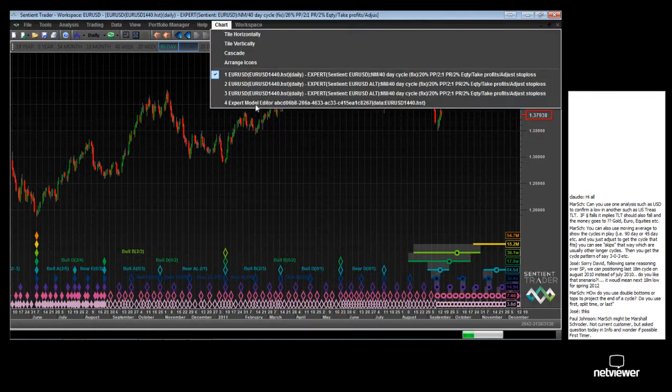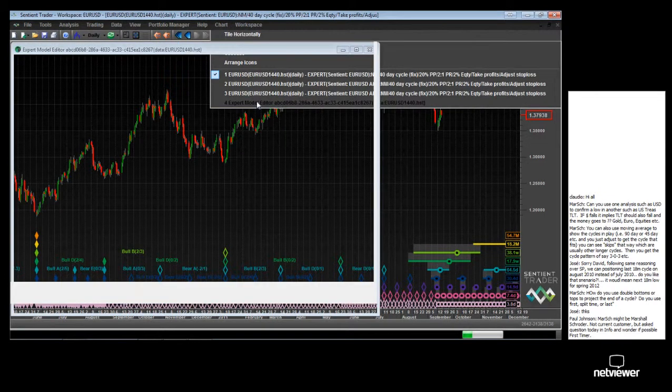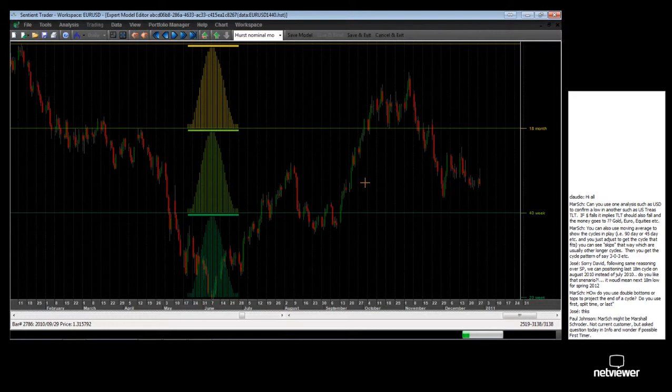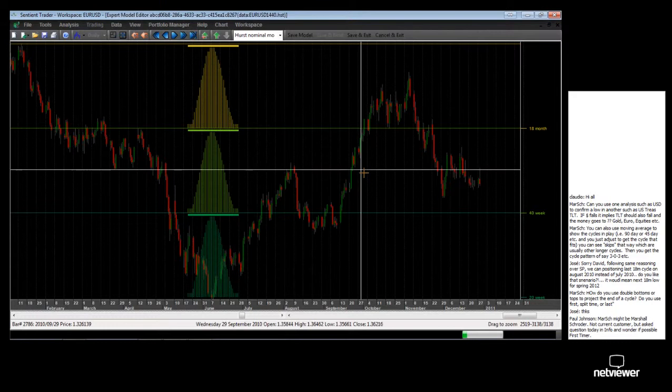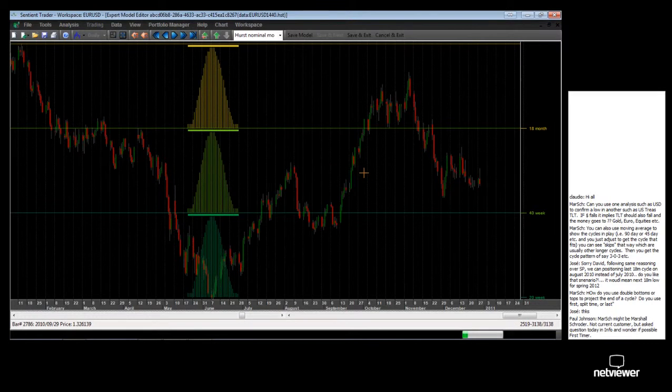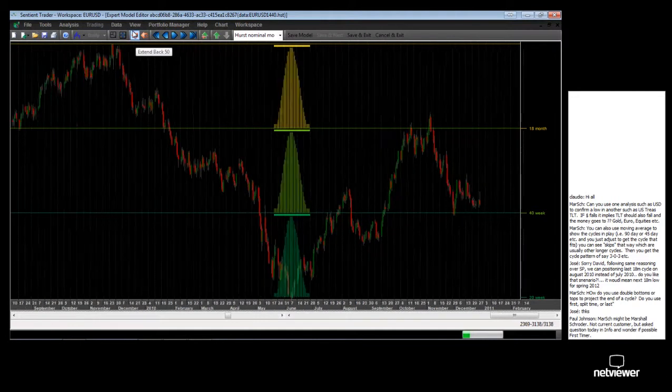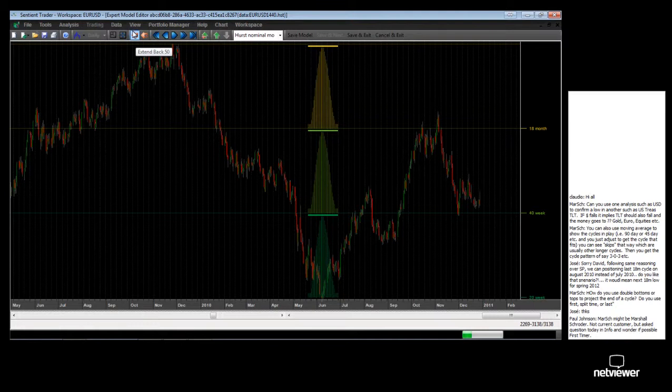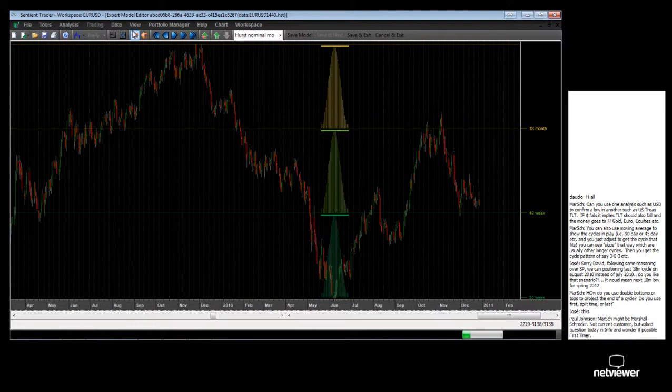Now, we want to tell Sentient Trader where to position the 40-week cycle. So let's go back to our chart. And where do we want to do it? We want to, instead of positioning it over here on the 10th of January, we want to position that trough over here on the 14th of February. Go back to our expert model editor, and we find the 14th of February.